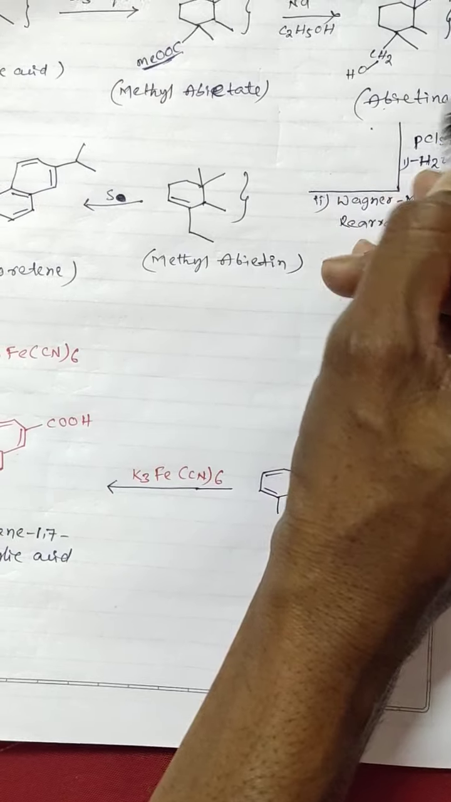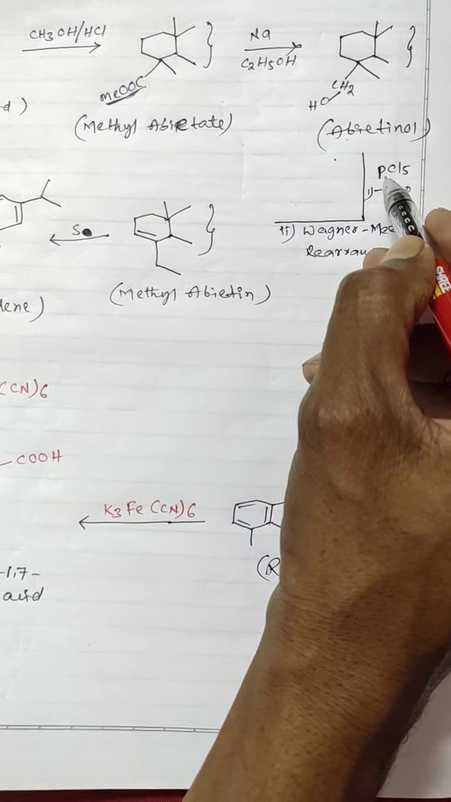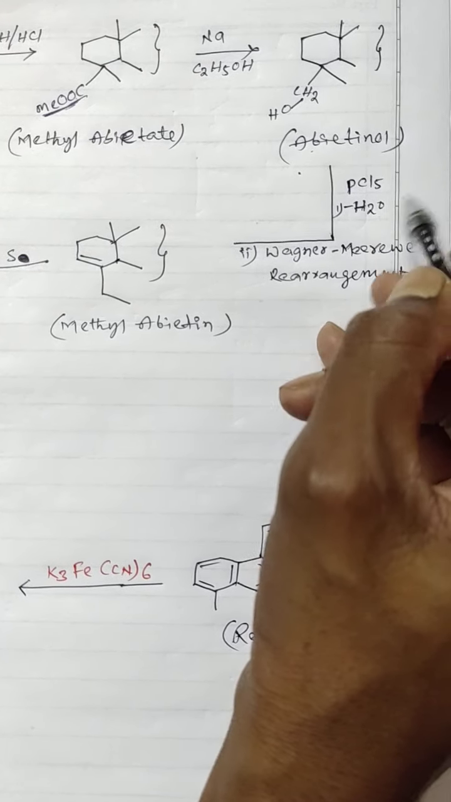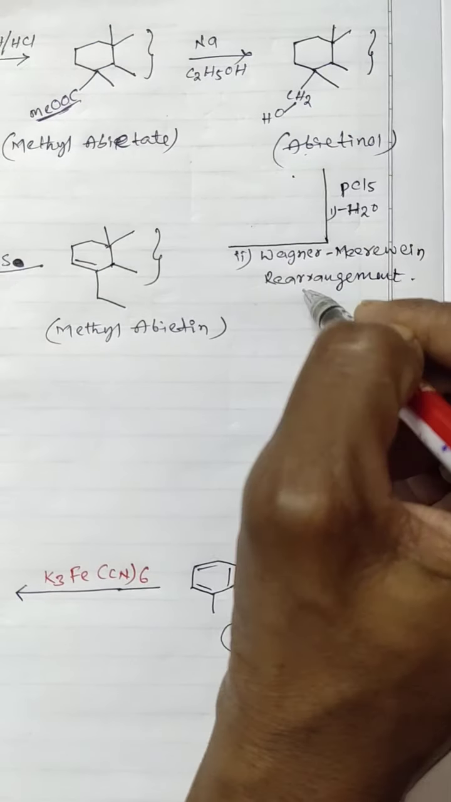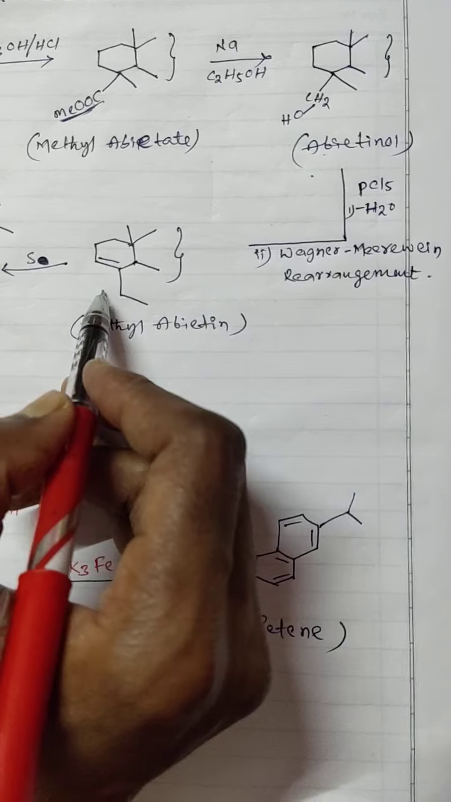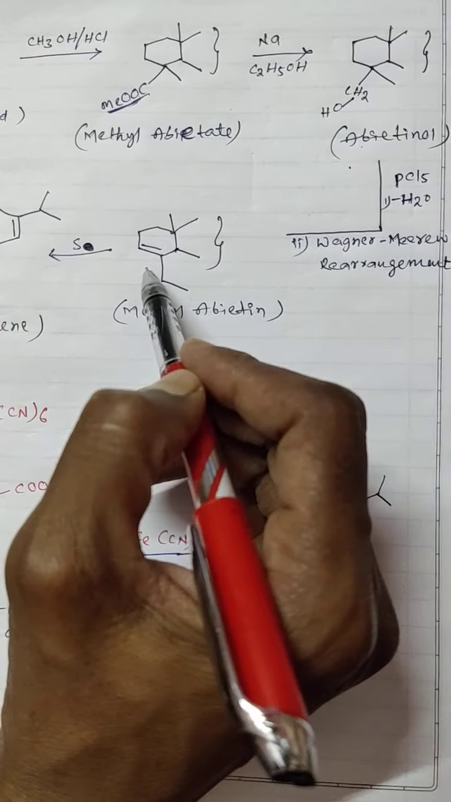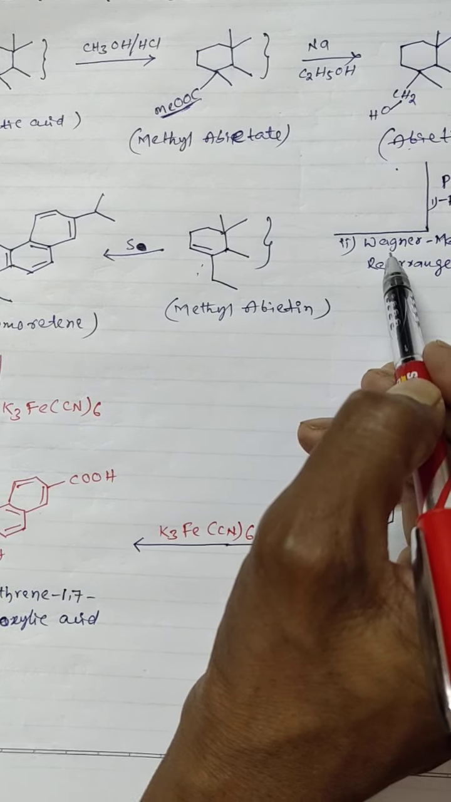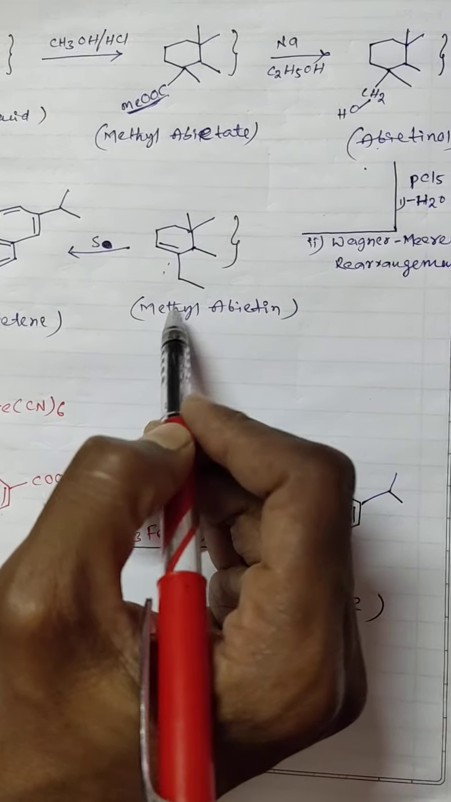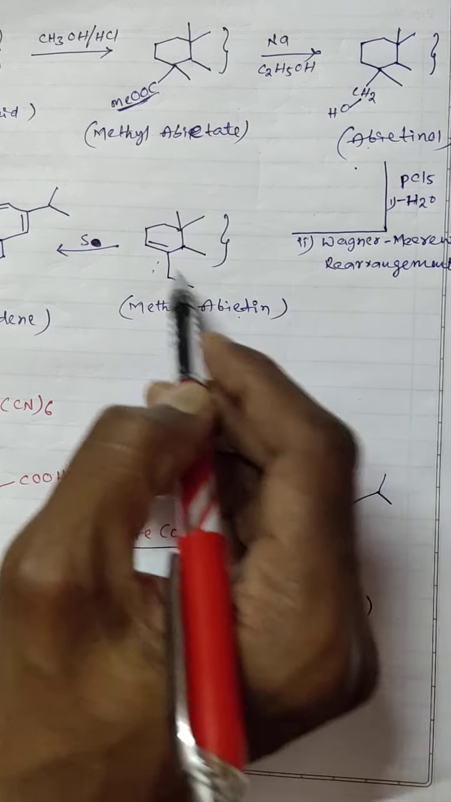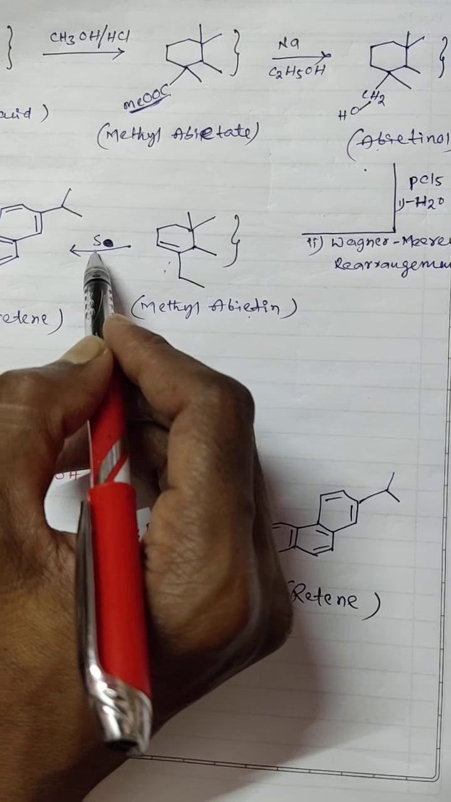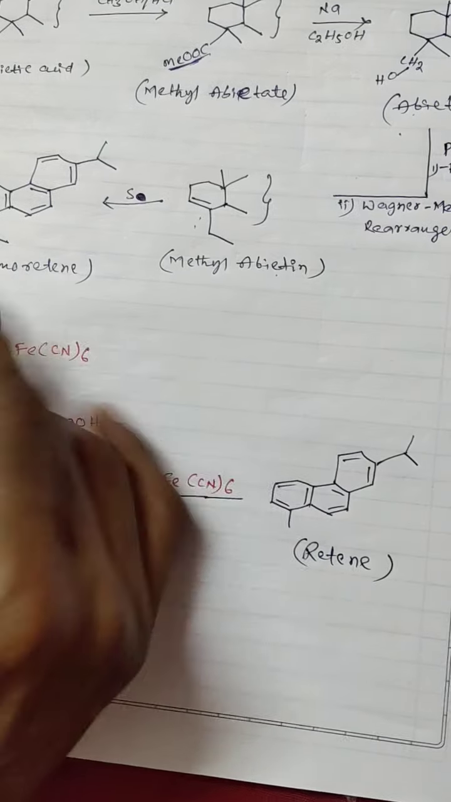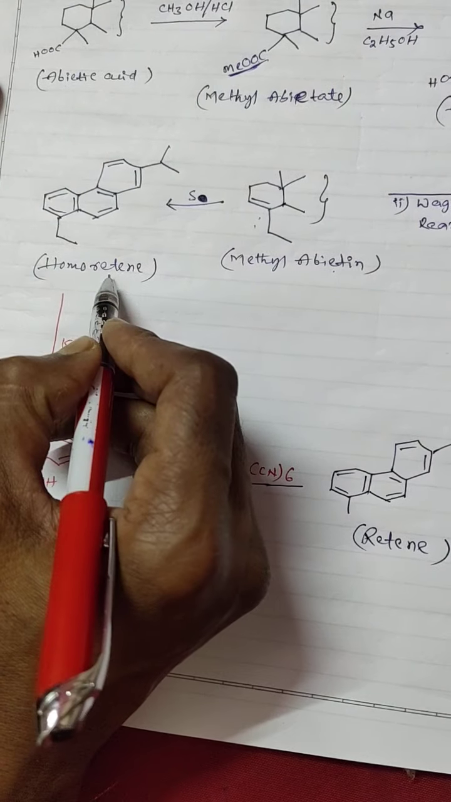Which reacts with ethanol in the presence of sodium, converting the ester group into a hydroxymethyl group. It is known as abietinol, which is reacted with PCl5. First removal of water takes place, then Wagner-Meerwein rearrangement forms methyl abietin, which is reacted with sulfur, used for dehydrogenation, forming homoretene.